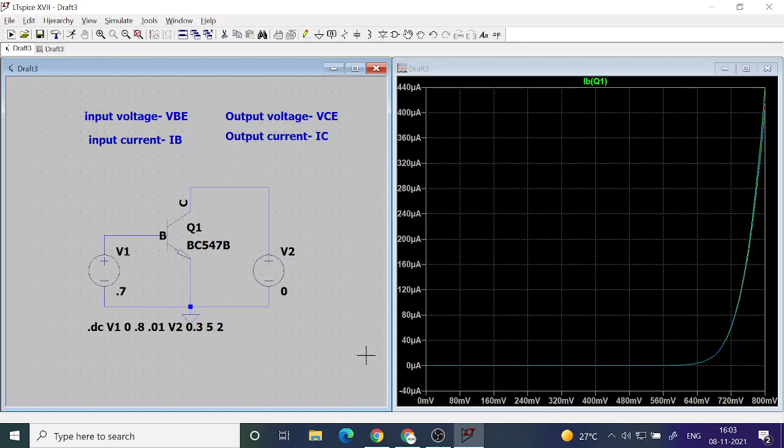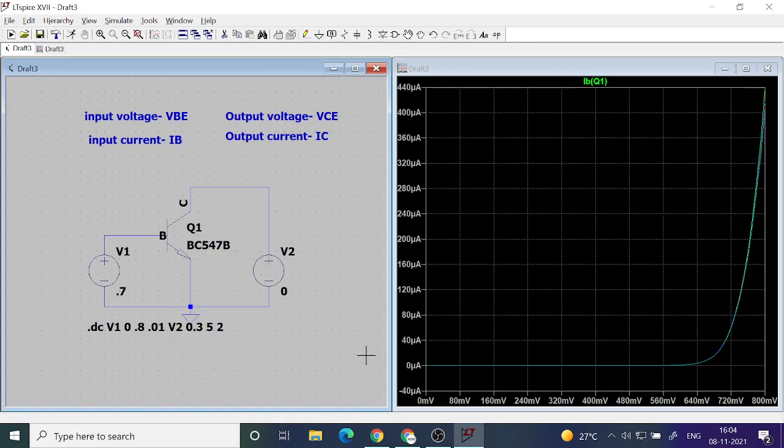Sir, what should be its title, sir? The experiment is the DC characteristics of a BJT in common emitter configuration. Or you can simply write NPN. We did this with NPN, and we can do the same with PNP also. So, common emitter characteristics of an NPN transistor. That will be okay.